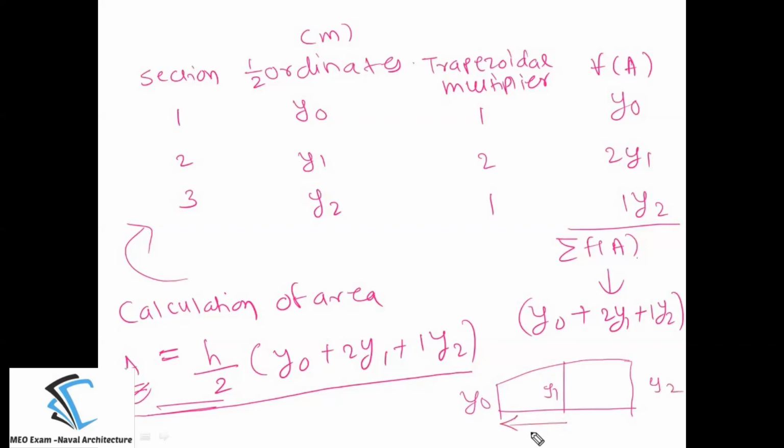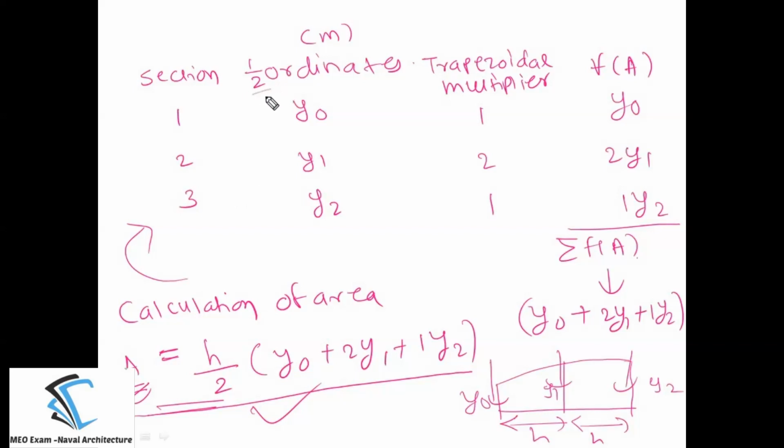The spacing between the ordinates is h. I am writing the same formula in terms of this tabular form. So you can see here sections I have called 1, 2, 3. These are the sections. 1, 2, 3 sections are there.